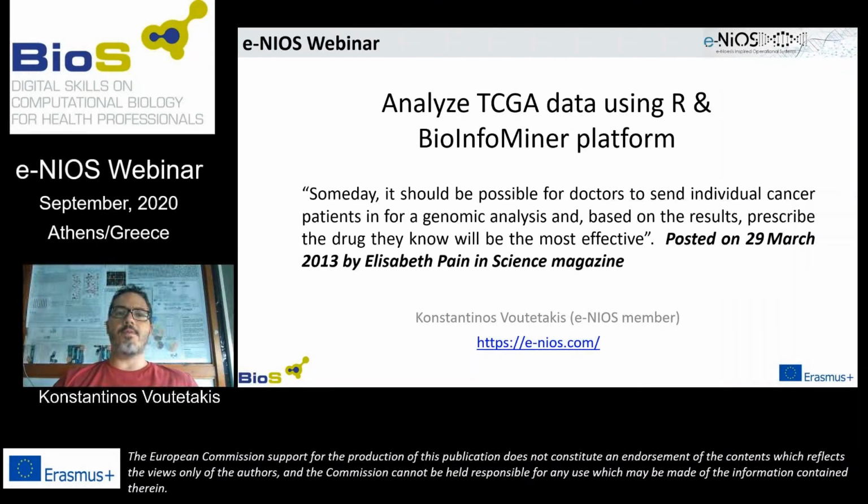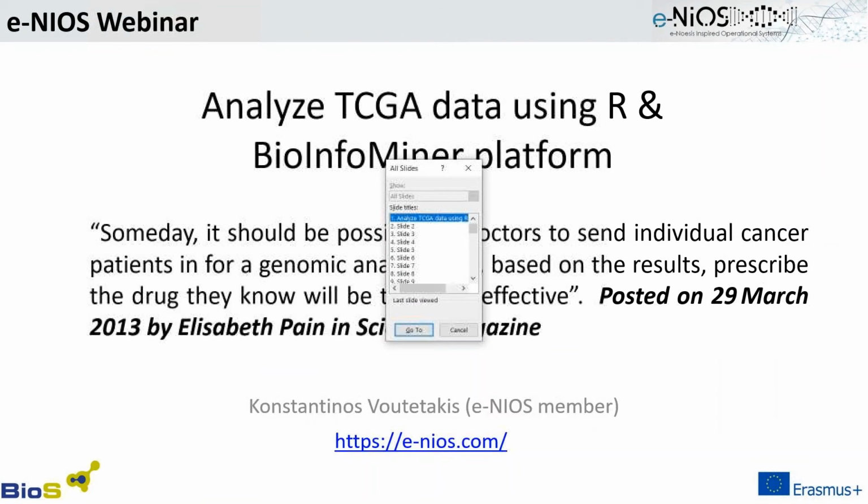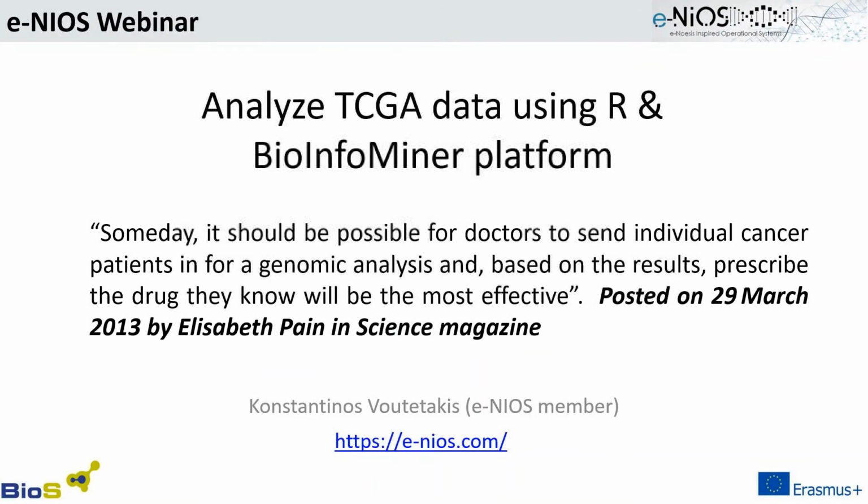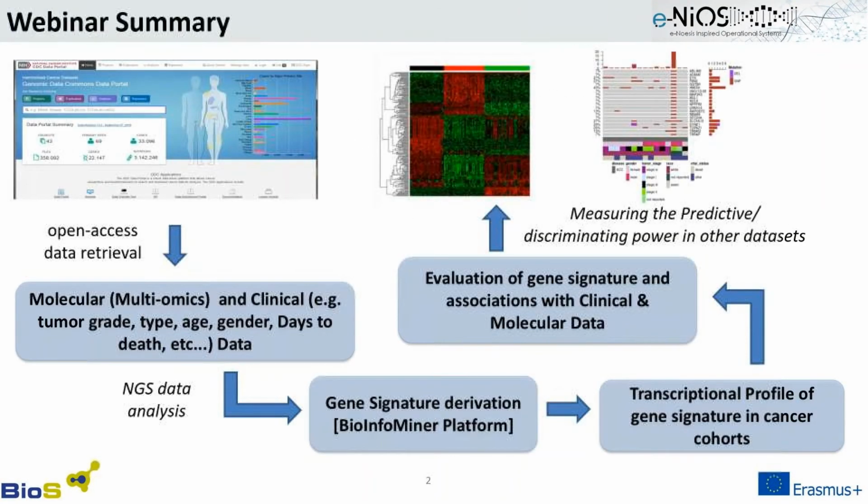In the first part of the webinar, I'm going to talk to you about how we can retrieve genomic, specifically RNA, and clinical data from the Cancer Genome Atlas program, well known as TCGA, using the programming language R in the RStudio environment, and how we can derive a gene signature via the bioinformatics platform developed by ENIO's company, with genes that are potential biomarkers for diagnostics, drug targeting, and other applications that rely on the discovery of strong molecular phenotype associations.